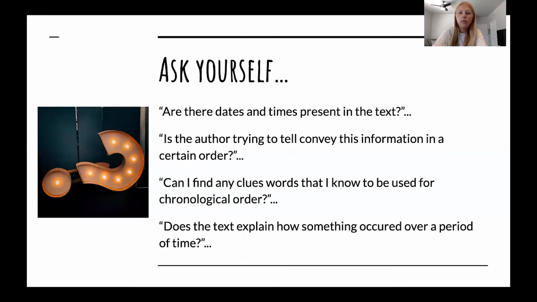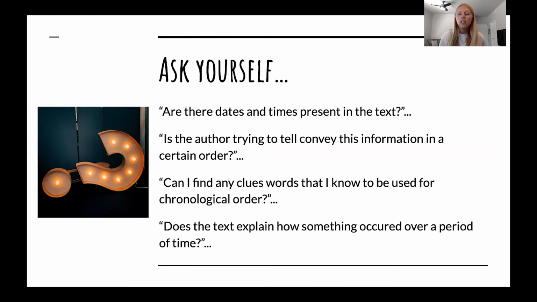So ask yourself when you're reading a text, are there dates and times present in the text? Is the author trying to convey this information in a certain order? So is the text in a certain order? Does it start from the beginning when something first occurred and then end on the ending of the event and tell us what happened in between the beginning and the end in order?